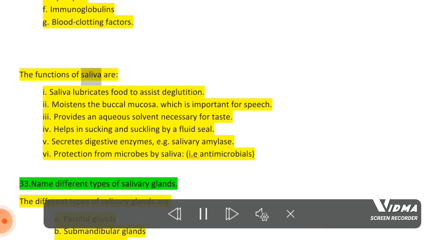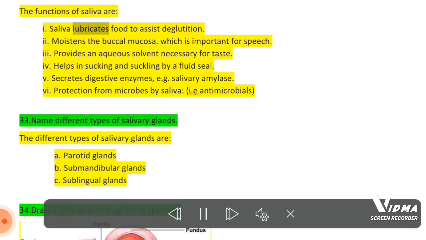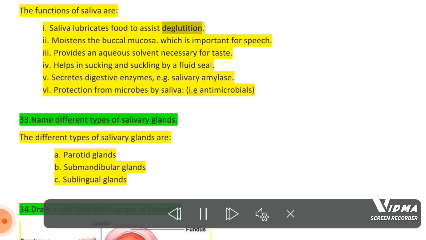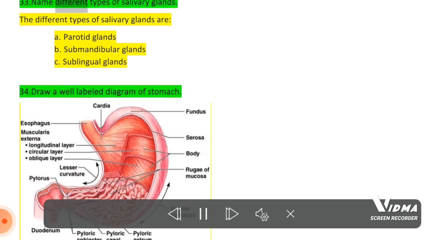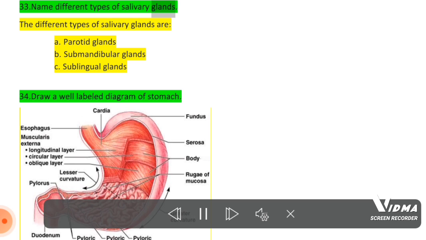The functions of saliva are: saliva lubricates food to assist deglutition, moistens the buccal mucosa, which is important for speech, provides an aqueous solvent necessary for taste, helps in sucking and suckling by a fluid seal, secretes digestive enzymes, e.g., salivary amylase, and protects from microbes by saliva, i.e. antimicrobials.